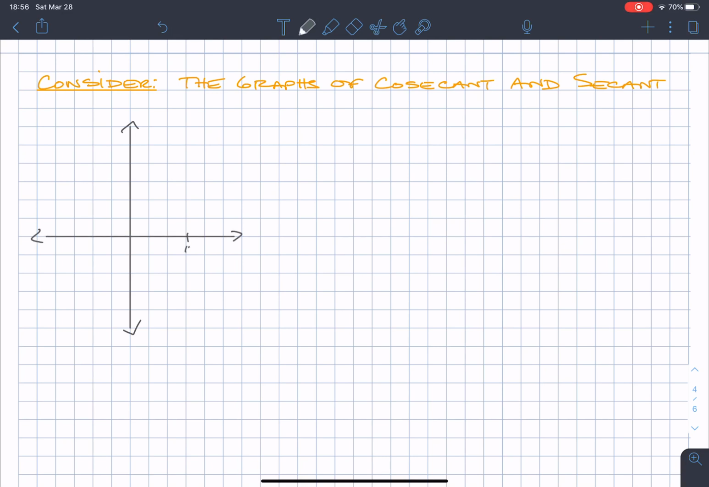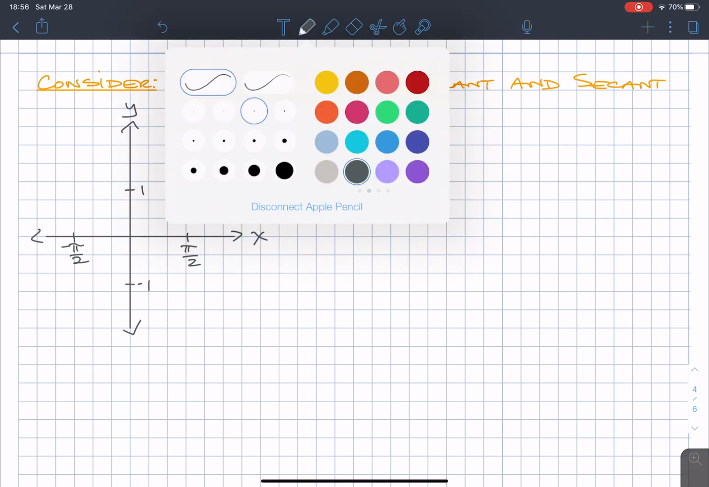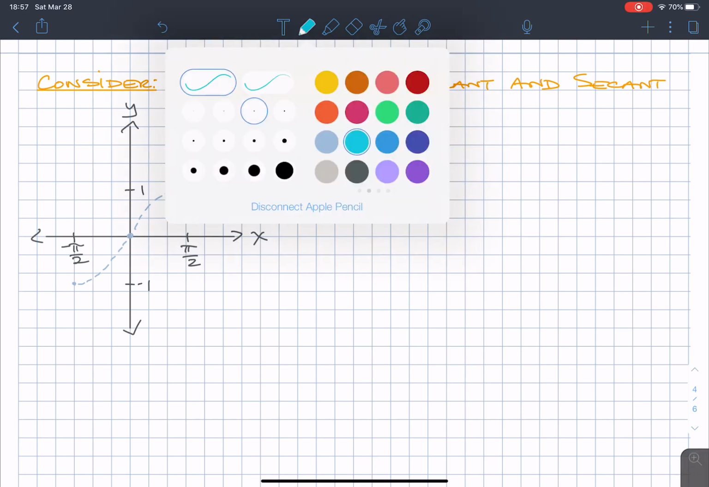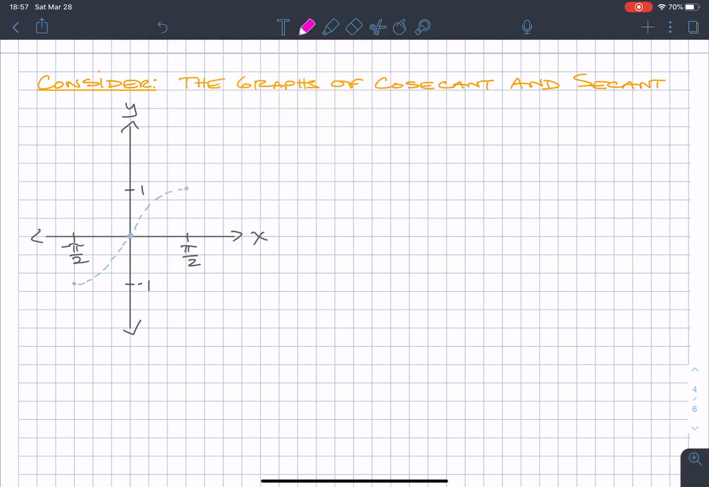Okay, so let's have pi over 2, negative pi over 2, 1, and negative 1. Okay, so sine starts at 0, goes up to amplitude, back down to 0, and is symmetric with respect to the origin. So cosecant would meet at the peaks and the troughs and would have asymptotes wherever sine went through 0.